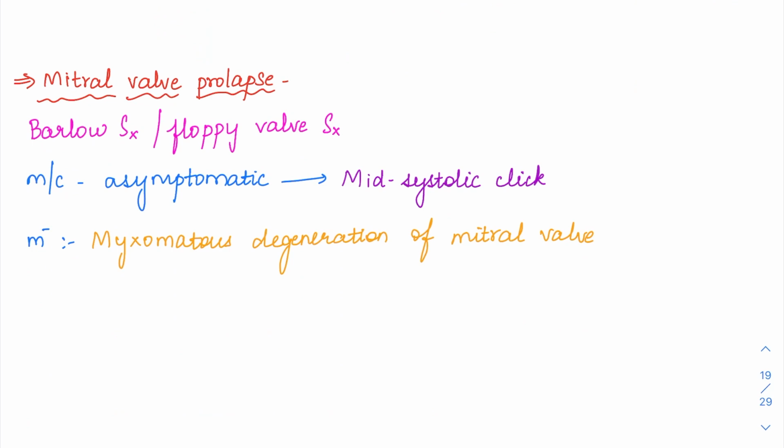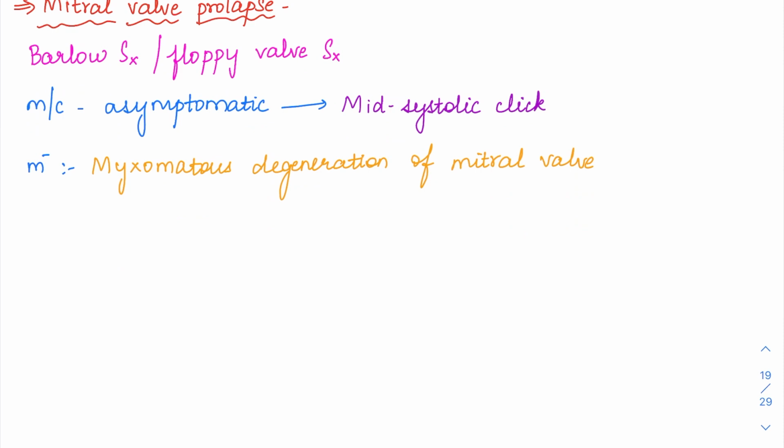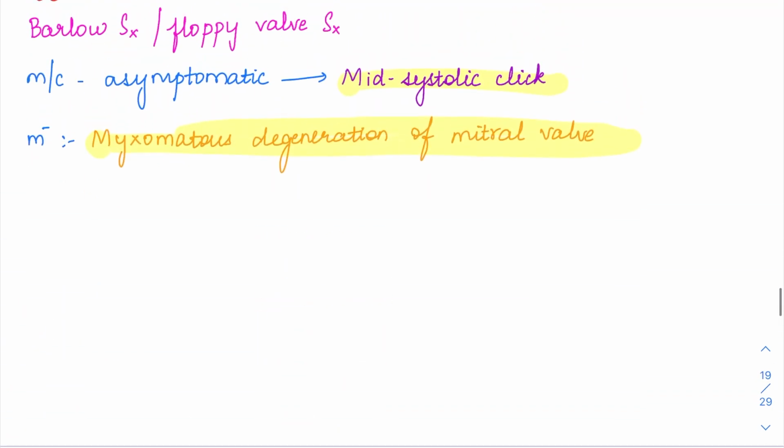Okay. Next, lastly, in the cardiovascular system, we'll be seeing about mitral valve prolapse. Mitral valve prolapse is also called Barlow syndrome or floppy valve syndrome. It is just a degenerative condition, and on microscopy, you will see myxomatous degeneration of the mitral valve. The most common presentation of these patients is asymptomatic. They don't have any symptoms. Only on auscultation they present with a mid-systolic click. Okay, a mid-systolic click is characteristic for mitral valve prolapse. So we have seen the cardiovascular system till now.